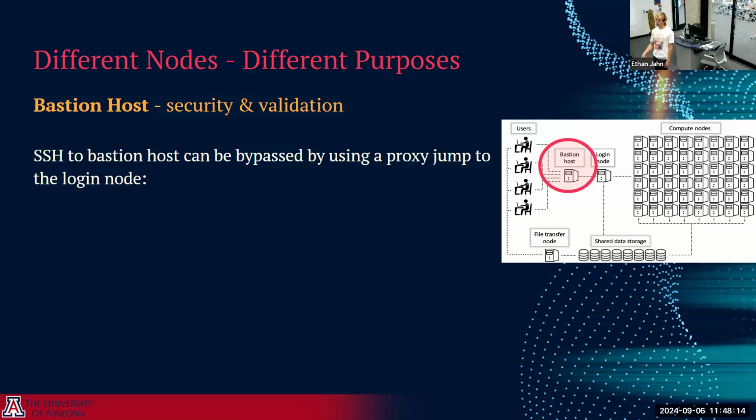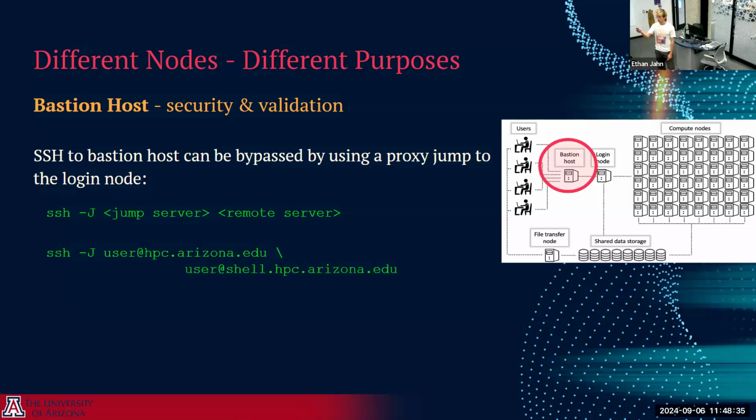If you would like to set up an SSH connection to the HPC, it is possible to jump past the bastion host, which effectively just saves you an extra command that you have to type. This would be the syntax that you would use: ssh -J jump server to remote server. An example of what this might look like: ssh -J user at hpc.arizona.edu. That backslash is just to indicate a line break. It shouldn't actually be there if you're typing this out. And then user at, you see the second one has shell.hpc.arizona.edu. So this would be a way of typing a single command rather than being limited to two commands.